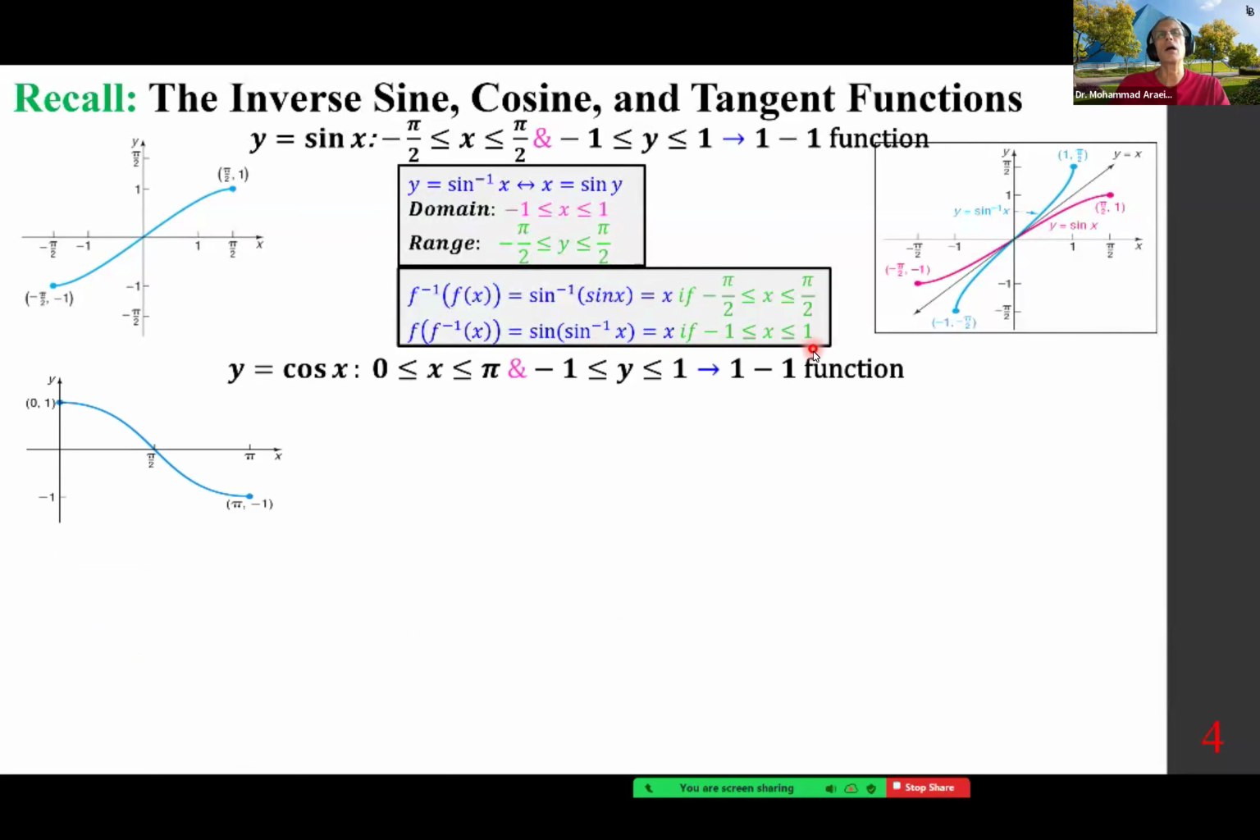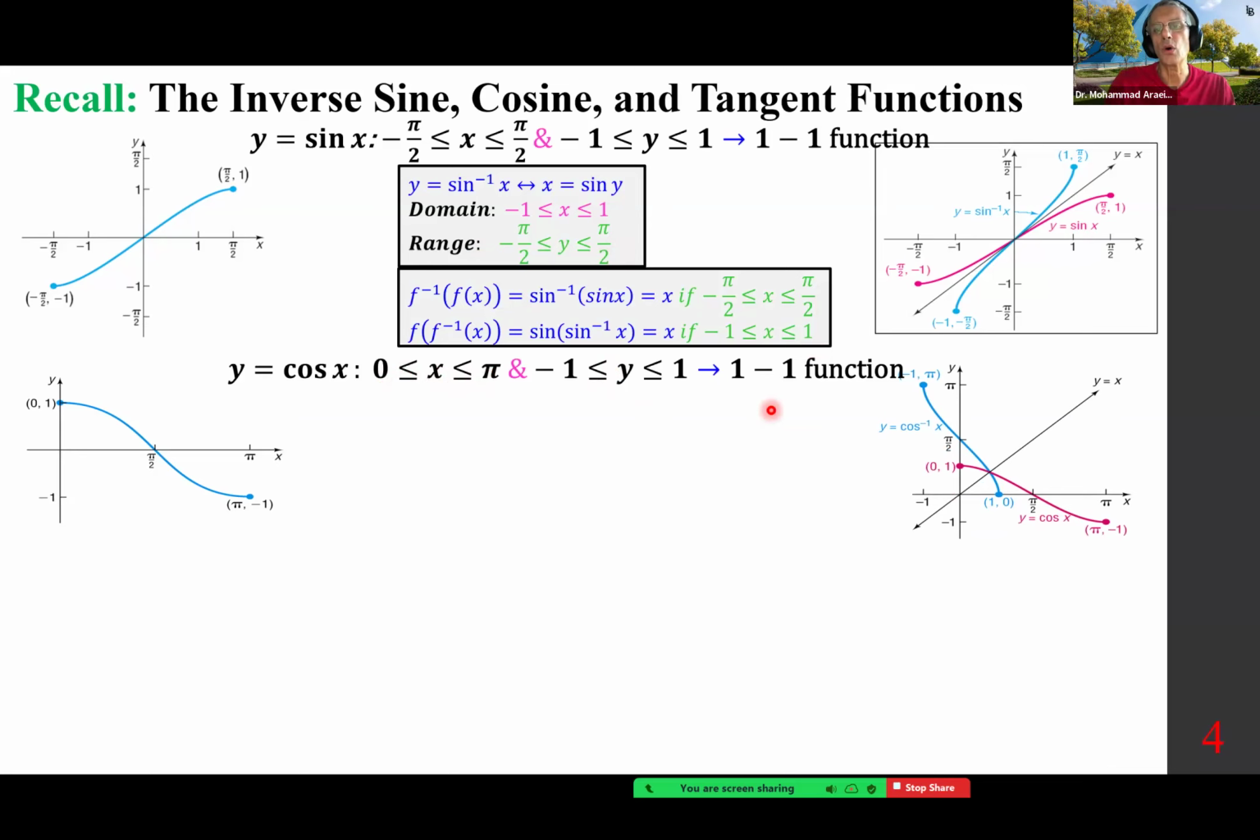We do the same thing with cosine, and to get a smooth, continuous curve, instead of negative pi over 2 to pi over 2, we have to go from 0 to pi. And of course, the range is intact from -1 to 1. It becomes a one-to-one function. And you graph it, and as an example, 0, 1 becomes 1, 0. Pi, -1 becomes -1, pi as far as the graph of its inverse.